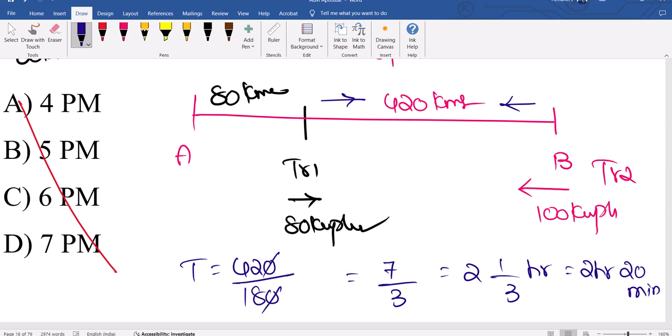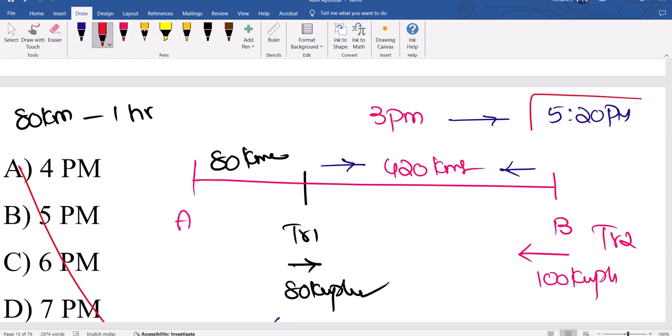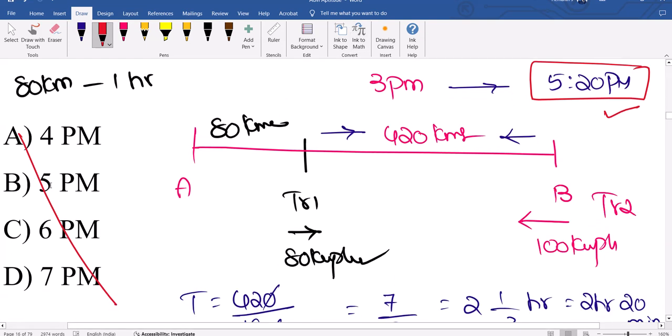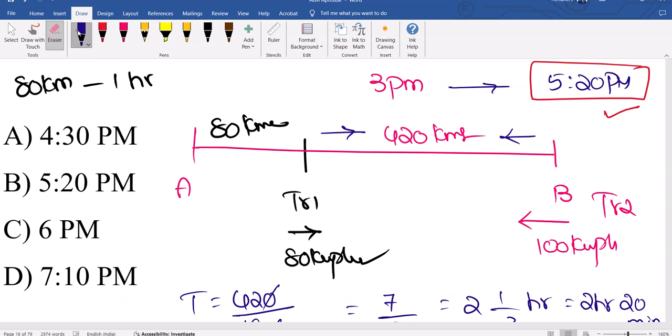From which time? From 3 p.m. 2 hours 20 minutes means we are going to meet at 5:20 p.m. Answer should be 5:20 p.m. Not exactly 5, they should give like this. 5:20 p.m. is the meeting time. At what time they are going to meet is nothing but 5:20.